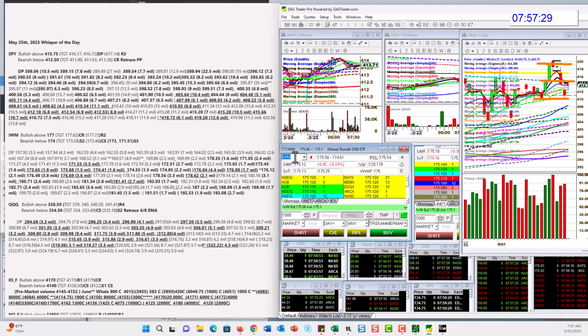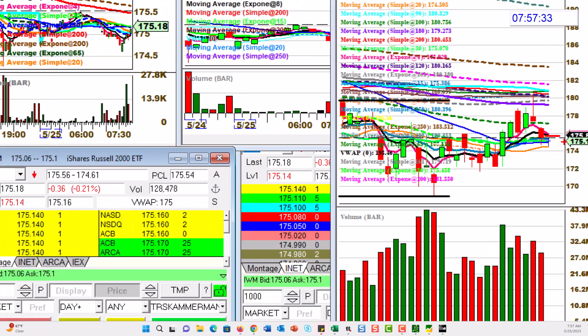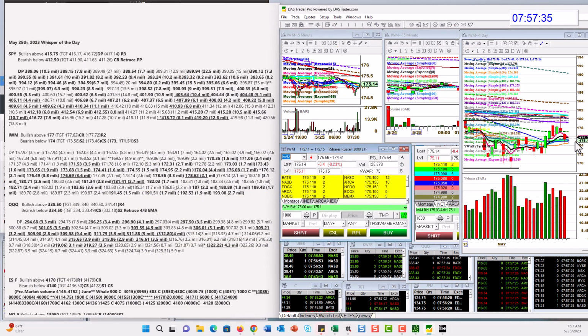The IWM, not great either. We're kind of coming up to this brick wall right there. Bullish if we could break above 177, bear below 174, but the Qs are on fire.